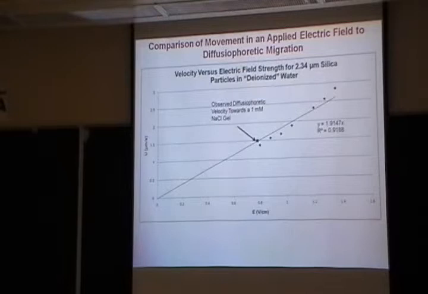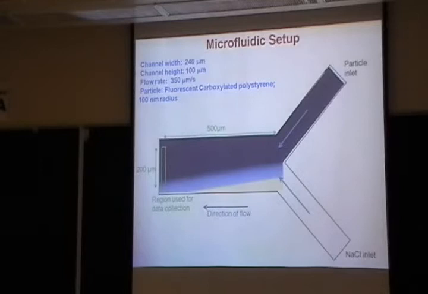So they said, the problem is there's no flow in these systems. You're pumping these things, the water, right? So we have a flow. Show me that these particles will actually break out of the flow and go towards your higher salt gradient. So we said, okay, we'll do that. So we set up a microchannel where we would put in the particles from one side, the sodium chloride from the other side.